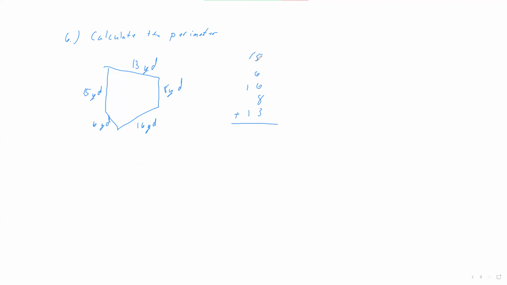And I'm going to add the ones. So 5 plus 6 is 11. 11 plus 6 is 17. 17 plus 8 is 25. 25 plus 3 is 28. So I'm going to write the 8 here, carry over the 2, because that's what's in the tens place. 2 plus 1 is 3. 3 plus 1 is 4. 4 plus 1 is 5. So that would give me 58. And because this is a word problem, you just need to put the units that you are dealing with.